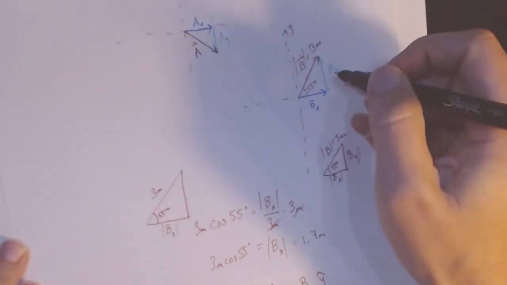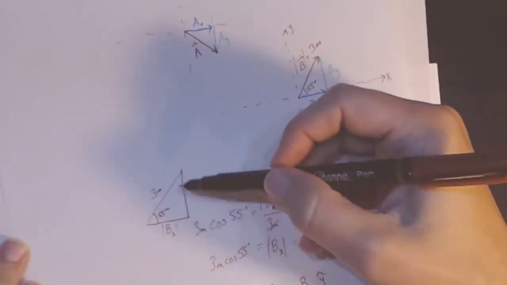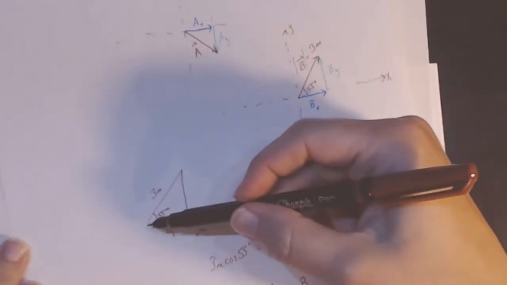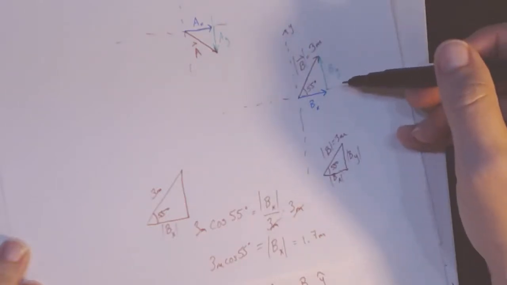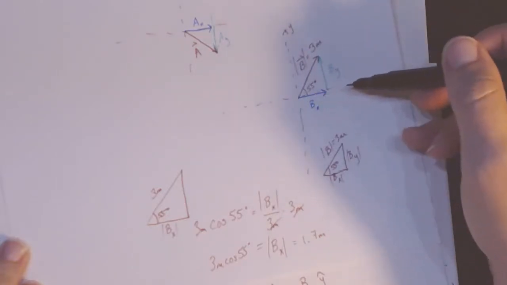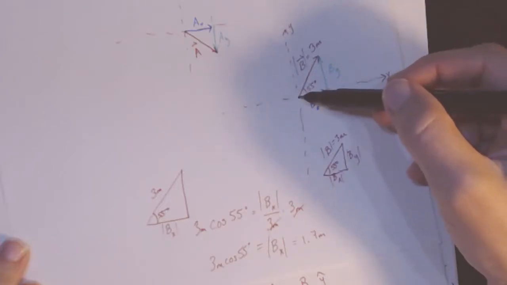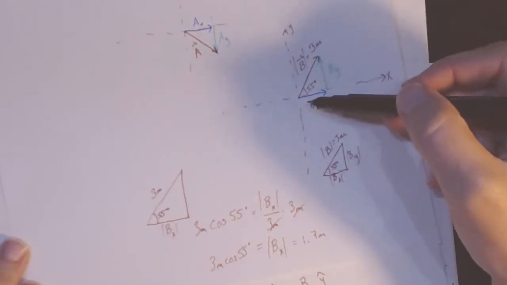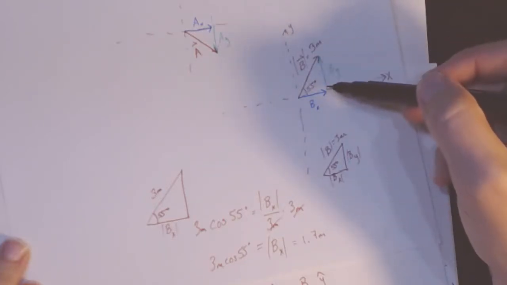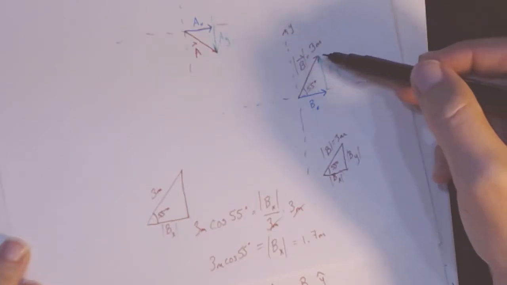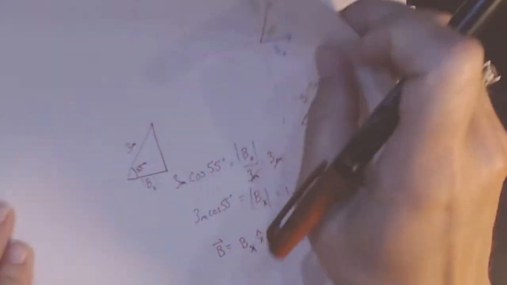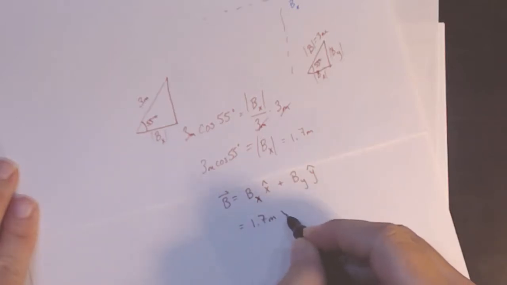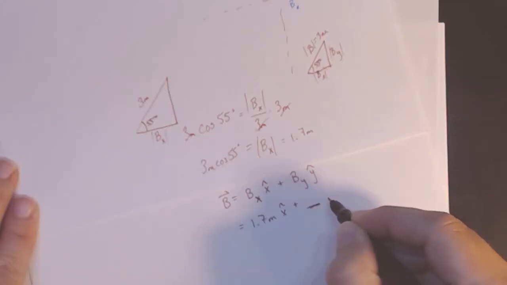Now I have to go back up, because everything I plugged in was just using lengths, thinking of this as just a triangle. But in reality, we're representing a vector which has directionality. Because I moved in the positive x direction and the positive y direction to get from the tail to the head of this vector, Bx and By are both going to be positive. So I can plug in the positive value: 1.7 meters x hat plus, I need to plug in something, y hat.